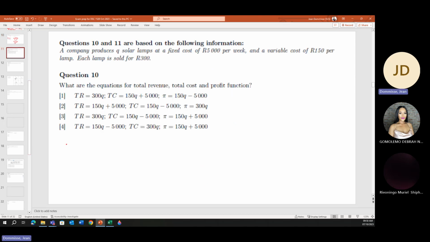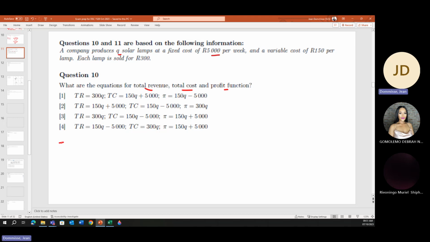Okay, the next one is a bit more difficult. So now we're using total revenue, total cost, but with a nearly linear equation methodology. So they want us to work out what's the total revenue, total cost, and total profit functions. Okay, so when I look at this, I would then say, okay, let's write down. So the company produces Q solar lamps at a fixed cost of 5,000 per week.